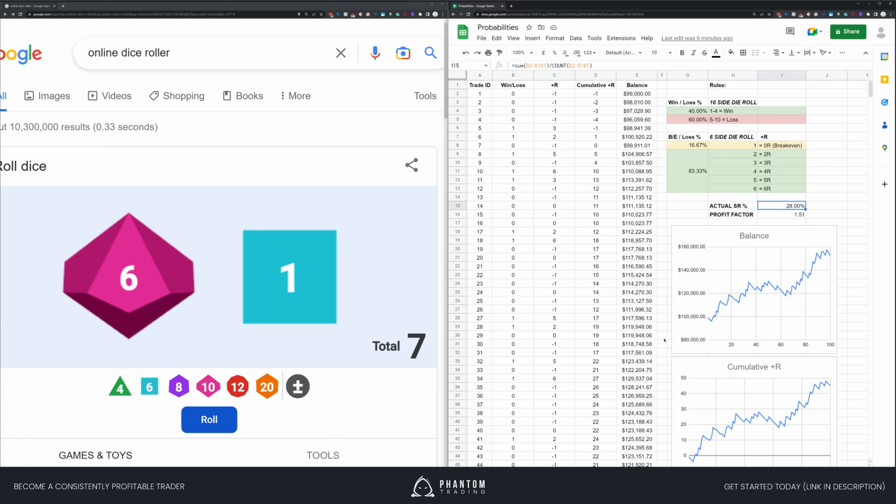But anyways, I hope you guys learned something from that. It was a fun exercise for me, and I hope it helps you guys understand the nature of probabilities a little bit better.